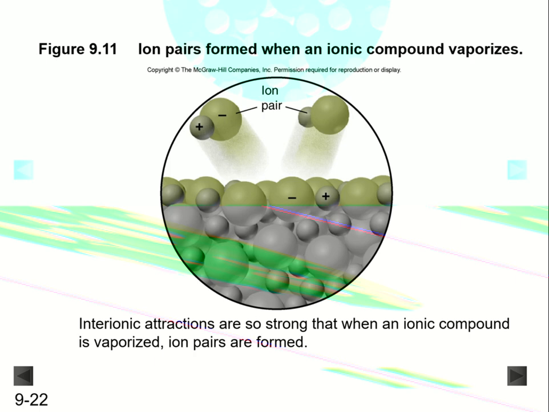One final point, when we do melt an ionic compound, we have ions that can move freely in the liquid state. If we take the solid or the liquid to a high enough temperature to get it to boil, the ions don't come off separately, they come off as ion pairs, because that positive-negative attraction is so strong that you can't break it up even when you boil it. Interionic attractions are so strong with an ionic compound that when an ionic compound is vaporized, ion pairs are formed.